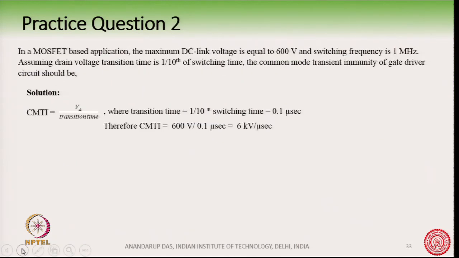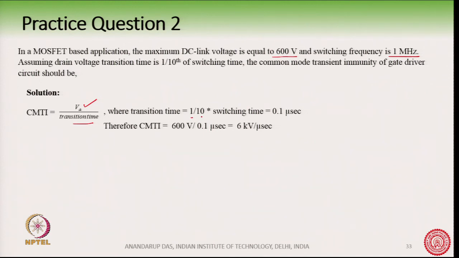One question on CMTI. In a MOSFET based application the maximum DC link voltage is 600 volt, the switching frequency is 1 megahertz. Now, assuming drain voltage transition as 1/10 of the switching time, the CMTI or common mode transient immunity of gate driver circuit, how much should it be? Common mode transient immunity is given as VDC divided by transition time. How fast the drain voltage is falling from the DC bus voltage. The drain voltage was VDC and the transition time is 1/10 of the switching time.